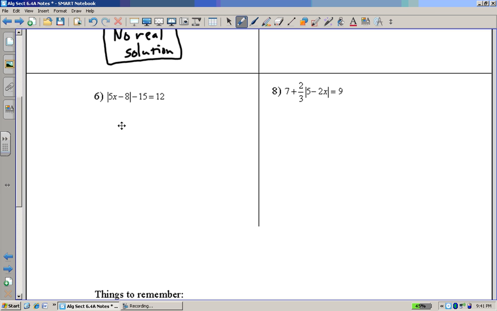Okay, let's try to see how we did. The mirror, the looking glass, is not by itself, so we're going to need to solve for this. So let's add 15 to both sides. Okay, the absolute value of 5x minus 8 equals 27. Now, we have the mirror, the looking glass, by itself. We also have a positive number before the split. That means we can go ahead and split it.